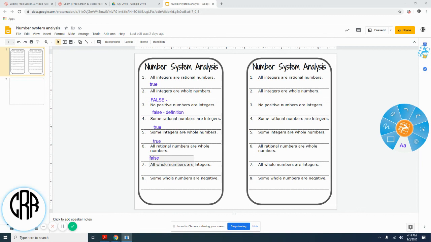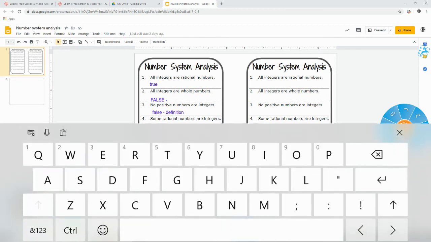All whole numbers are integers. So when we classified whole numbers, did we also classify them as an integer? And the answer to that is yes. So every time we put a W down, we also put an I down. So this is true.